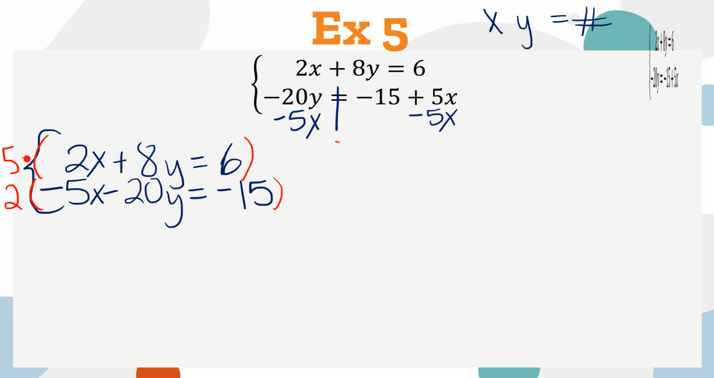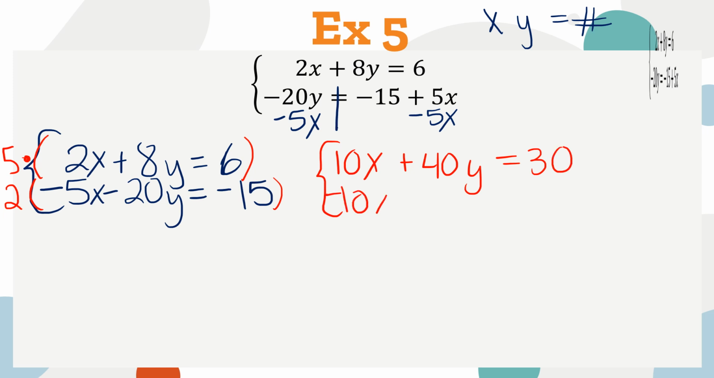My new system, if I distribute to every term, 5 times 2, 5 times 8, 5 times 6. Let's take care of the bottom. 2 times negative 5, 2 times negative 20, 2 times negative 15. You can see where this lesson of special solutions comes into play. Step 3, this is my old school addition.